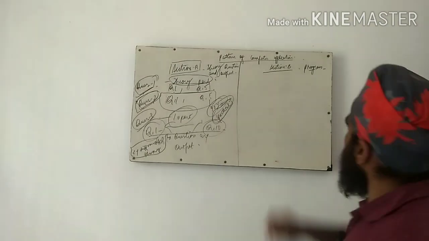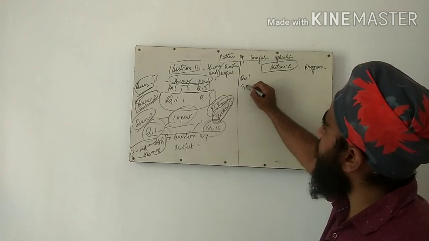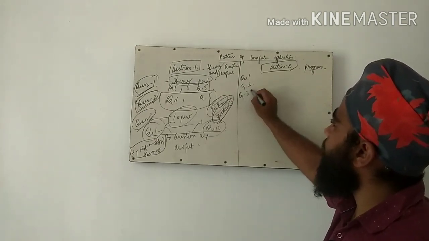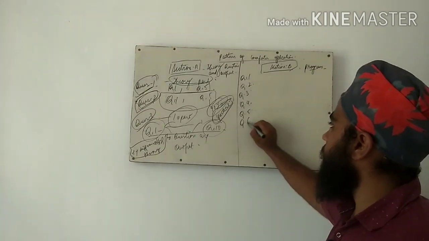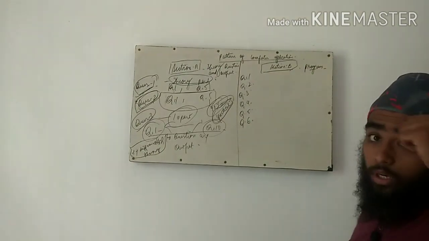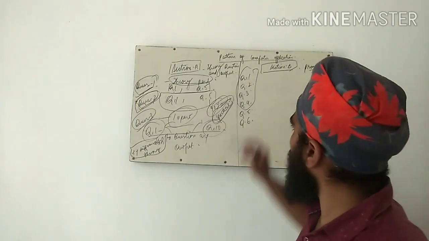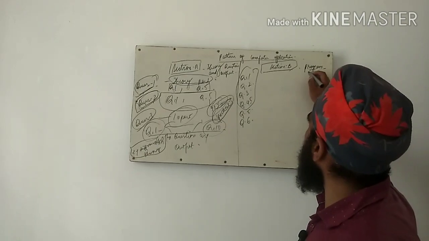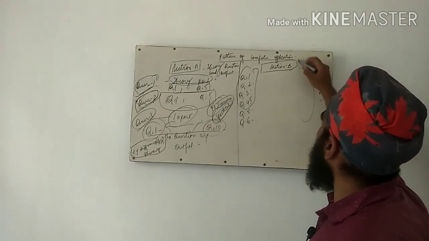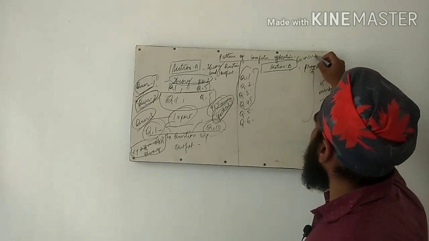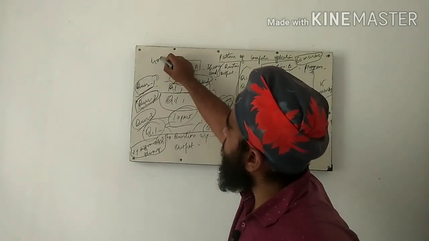if we talk about section B, it consists of 6 questions. Question 1, 2, question number 3, question number 4, question number 5, question number 6. Out of 6 you have to attempt only 4 questions, and each question is of 15 marks. Section B contains 60 marks of the computer application paper, and section A consists of 40 marks.